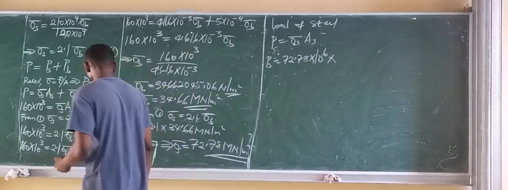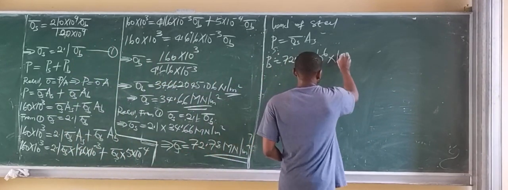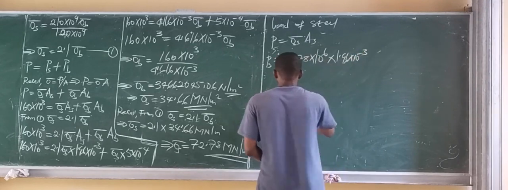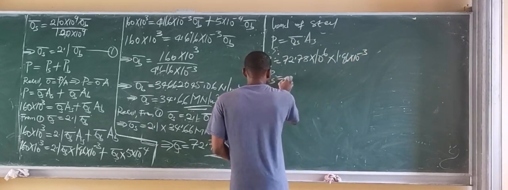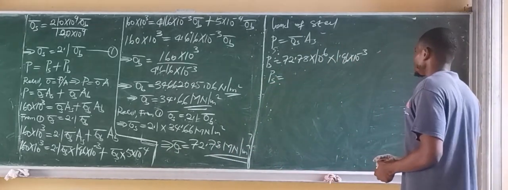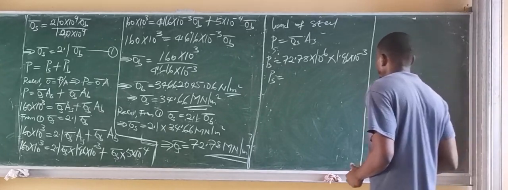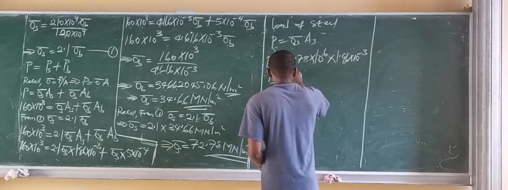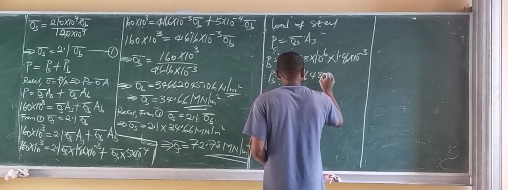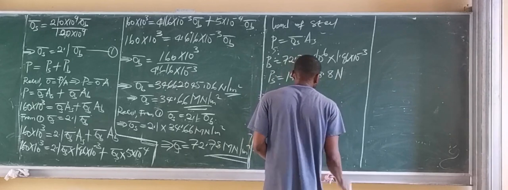Area of steel was given as 1.96 by 10 to the power of minus 3. So this is the load carried by the steel. Please multiply all for me. 142648.8 newtons. So this is the load carried by the steel.